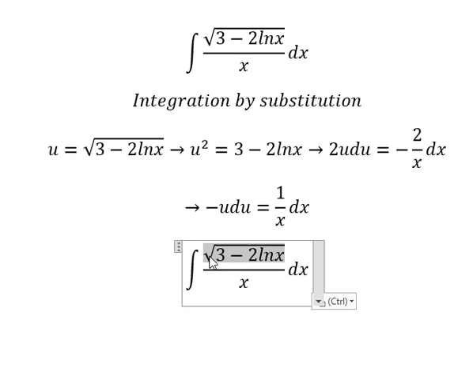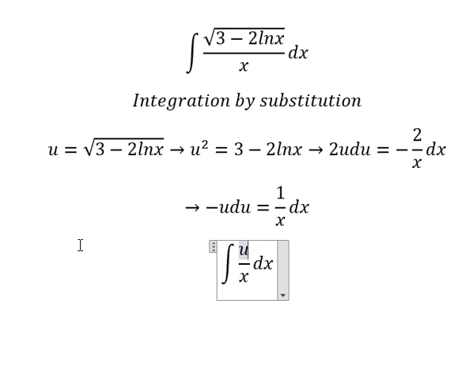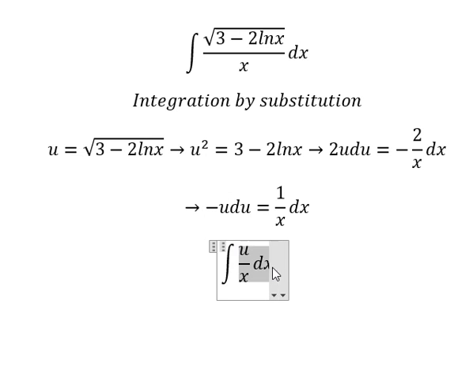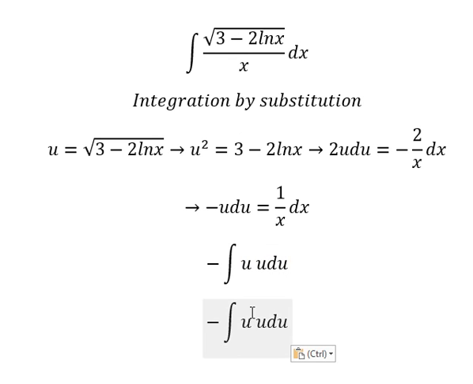So the square root is u. The s over s is this one. So I will put the negative in here. So u and u, we have u squared.